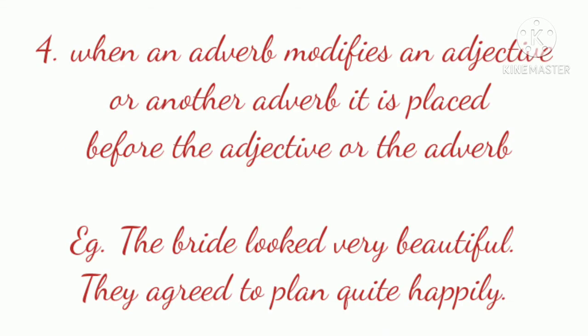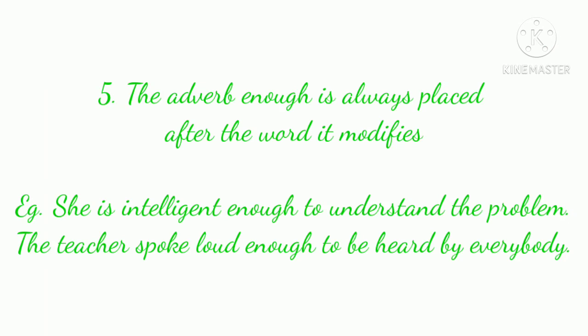The fourth one, when an adverb modifies an adjective or another adverb, it is placed before the adjective or the adverb. Example, the bride looked very beautiful. Beautiful is an adjective here and you can see an adverb is placed before it. Secondly, they agreed to plan quite happily. Now the word happily is an adverb and we have placed an adverb there to modify it, that is the word quite.